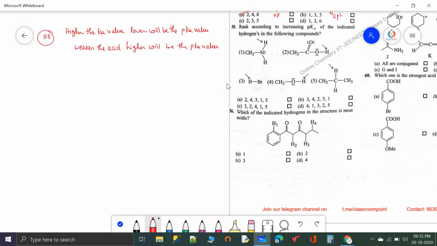So now we have to write down the strong acid first, which is having the lower pKa value, then write them down in the decreasing order of their acidic nature. So write down the strong acid first, which is having the least pKa value, and later write down the weak acids whose pKa value will be more. So among all the given compounds, you can see this is CH3NH2, CH3COOH, HBr, CH3OH, and CH3CH2CH3. This is the propane molecule.